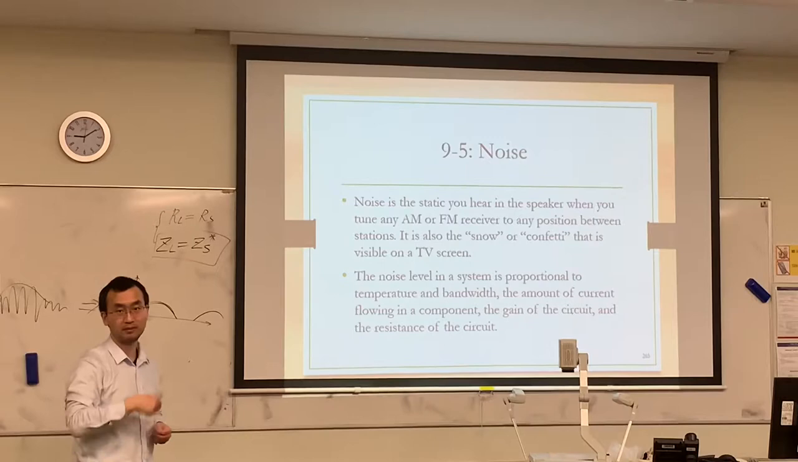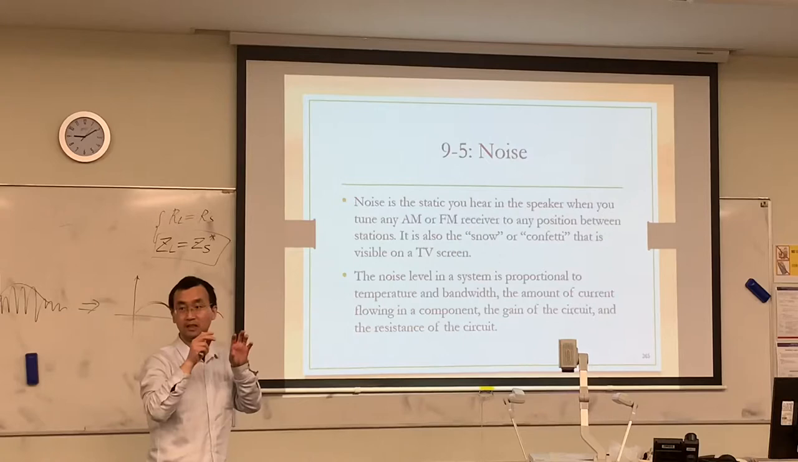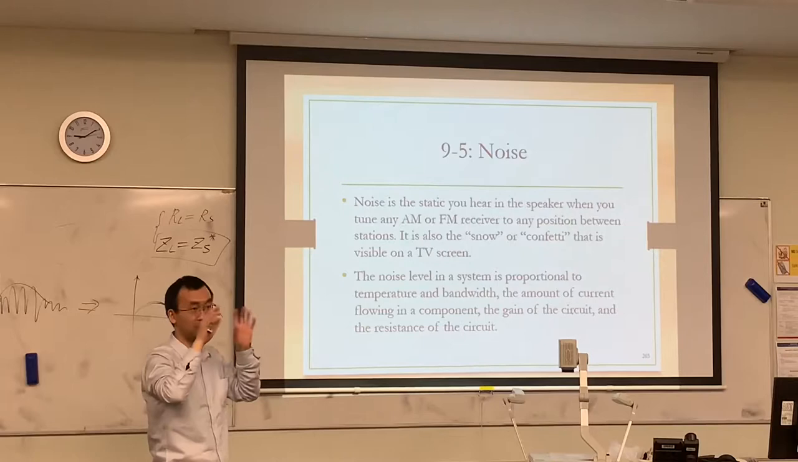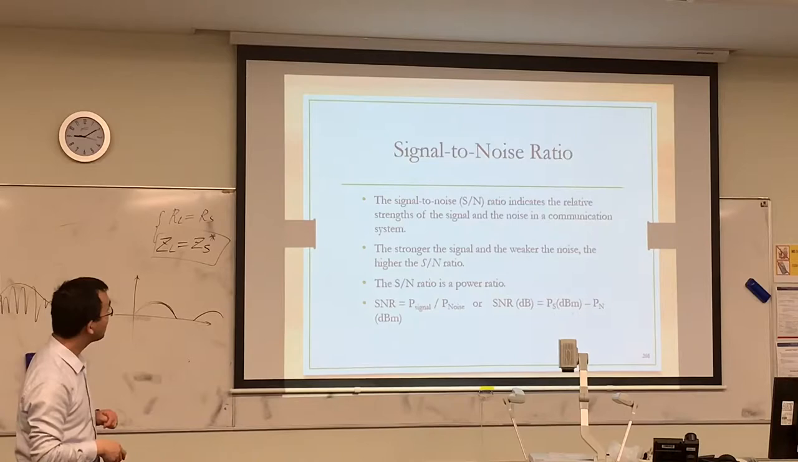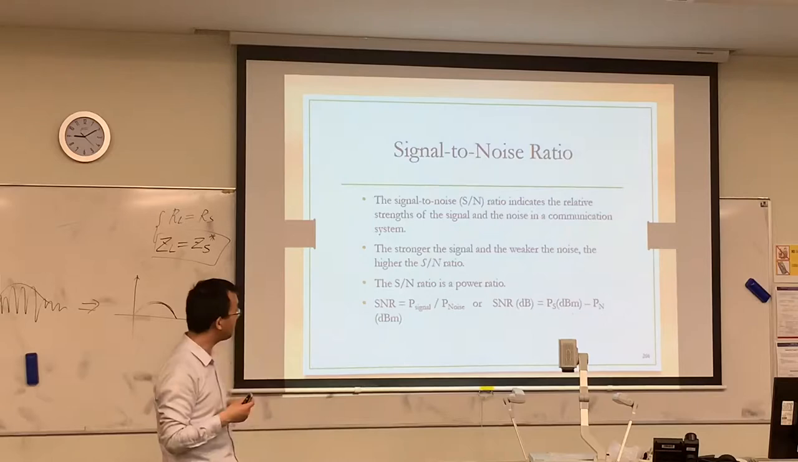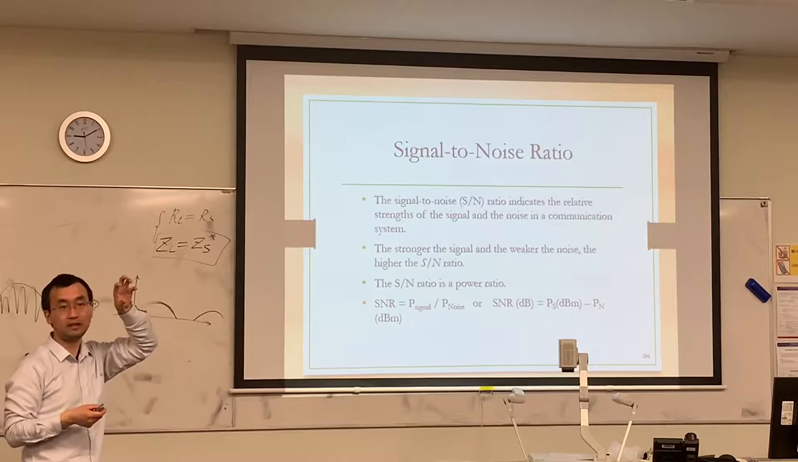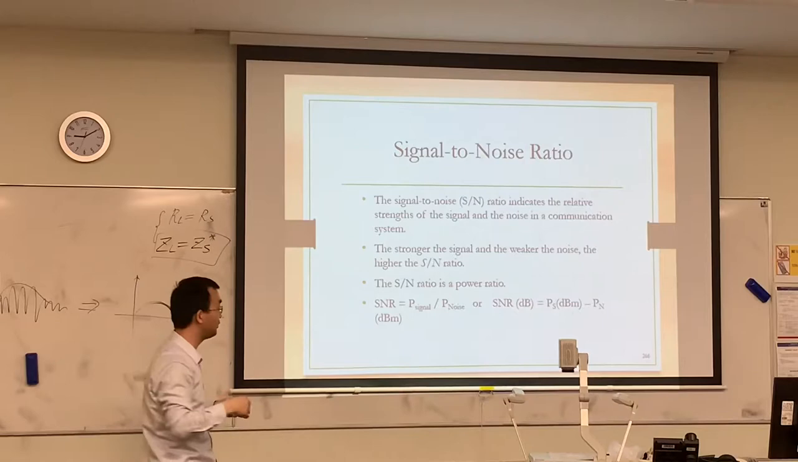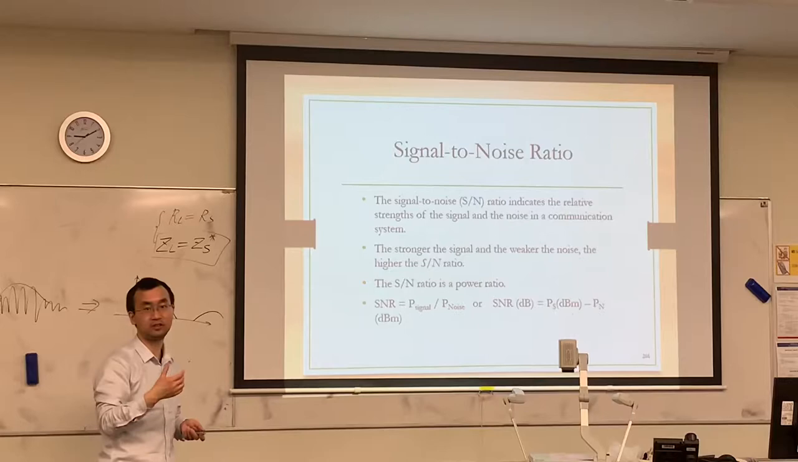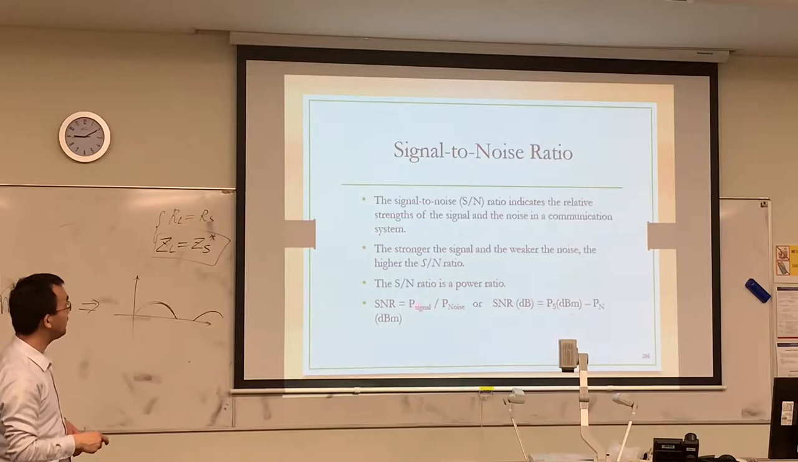In the old days, if you had the analog TV and the TV signal is gone, you see those kinds of no-effect pictures. That's the noise. So how do we quantify, how do we measure the noise? Basically, we study the signal to noise ratio, which means we look at the power of the signal, we look at the power of the noise, and then we take the ratio. The larger the ratio, the stronger the signal, the better the signal quality. In terms of a linear value, it's the signal power divided by the noise power.